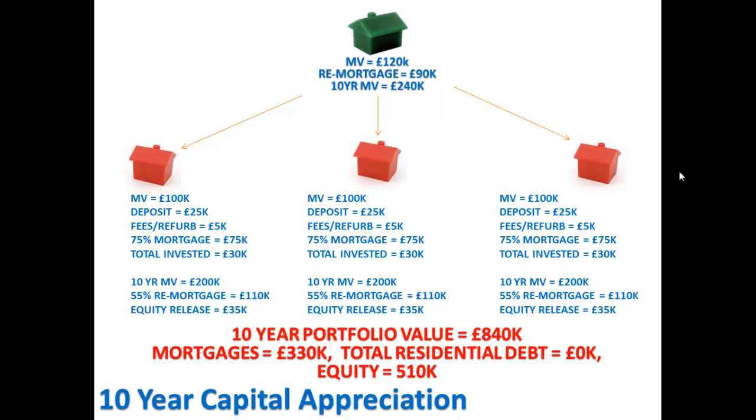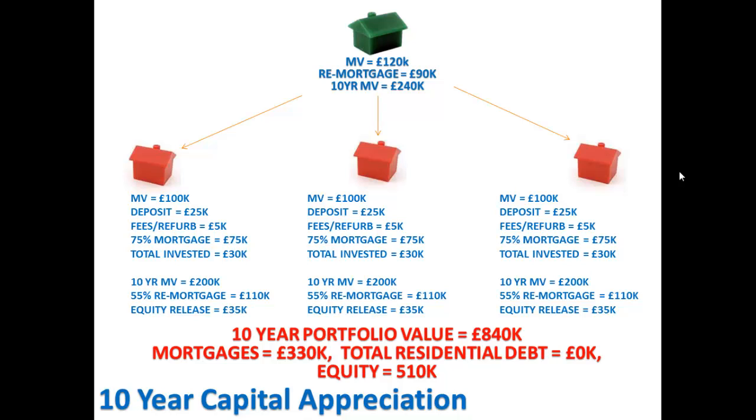You own a property worth £120,000 and you don't have a mortgage on it. You go off to the bank and say, I want to borrow 75% of the value of my property, and the banker says, okay, we'll give you a loan for that, which is £90,000. So you take this pot of £90,000 and you split it into 3 pots of £30,000 each, which means that you can invest in 3 properties worth £100,000 each.